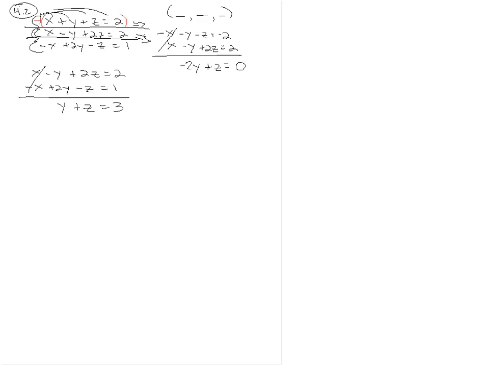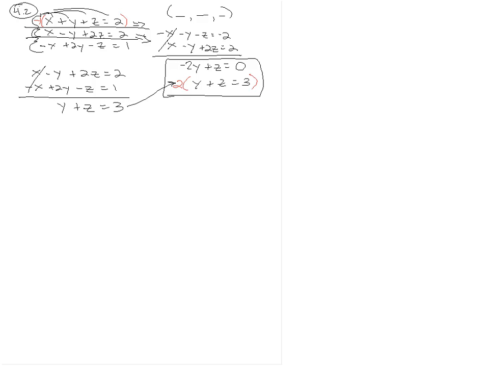Now, I have 2 equations with 2 variables. Let's move this over here. Look, it's y plus z equals 3. This is exactly what you dealt with in 4.1. So we know what to do. I either have to eliminate them or use substitution. I'm going to go ahead and eliminate because look what happens. Look at how easy I can eliminate. If I multiply this by positive 2, I have a negative 2y and a positive 2y, and they'll eliminate.